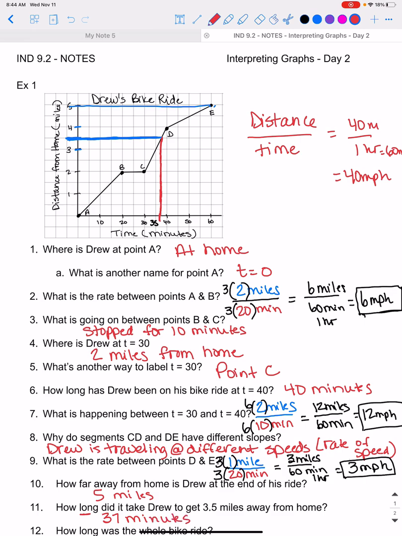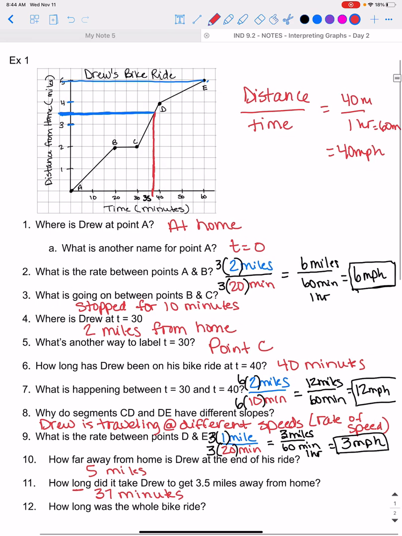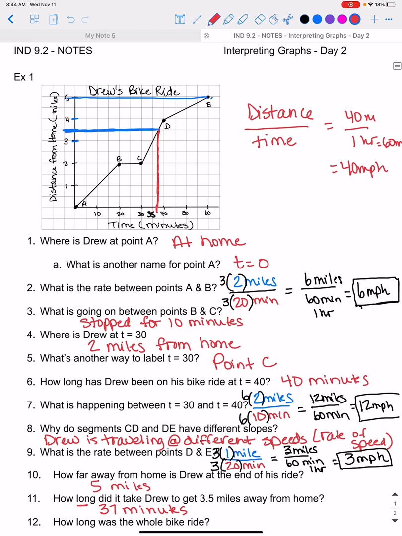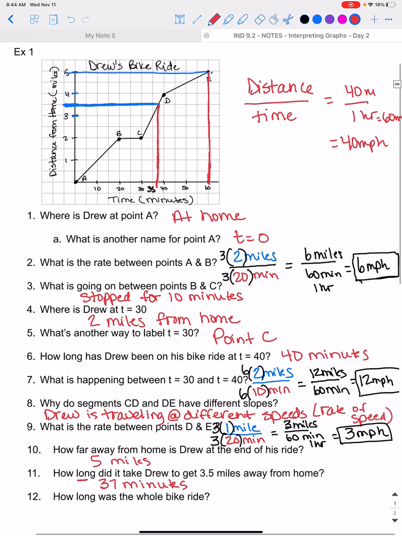Okay? And then the last question is, how long was the whole bike ride? Well, that just requires us to go to the end point, which is E, and come straight down to the time of 60, right? And so how long was the whole bike ride? It was 60 minutes, right? And you could also say 1 hour. Either one of those would be fine, okay?